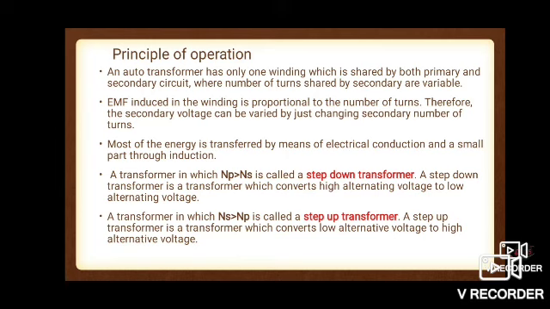A transformer in which NP is greater than NS is called step-down transformer. A step-down transformer is a transformer which converts high alternating voltage to low alternating voltage. A transformer in which NS is greater than NP is called as step-up transformer. A step-up transformer is a transformer which converts low alternating voltage to high alternating voltage.